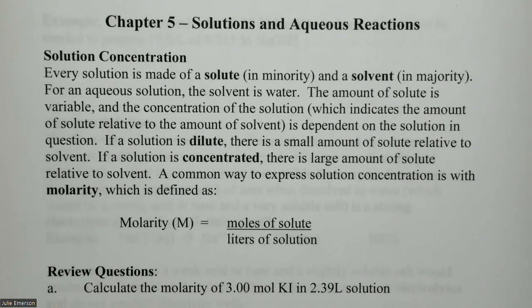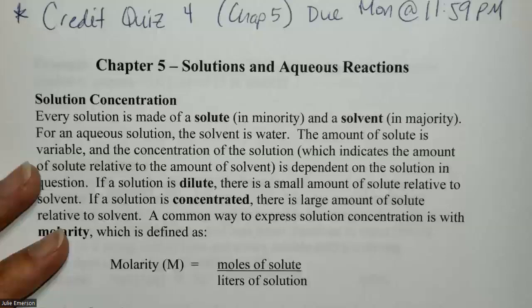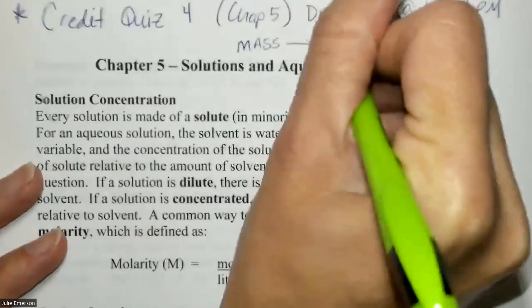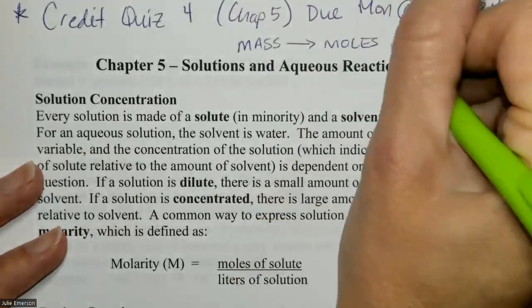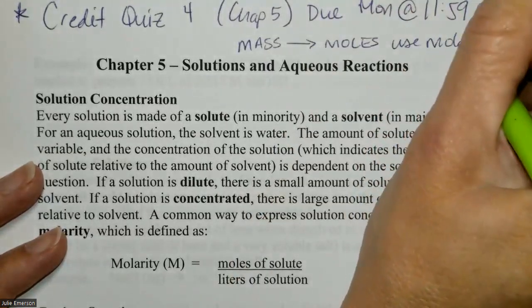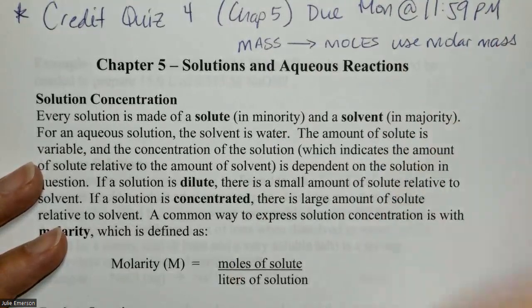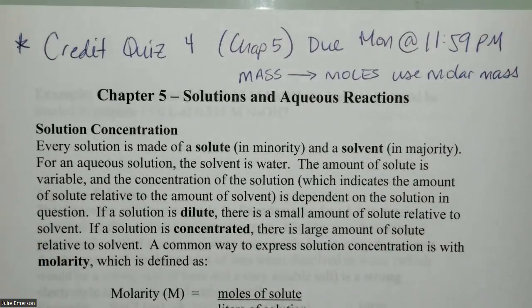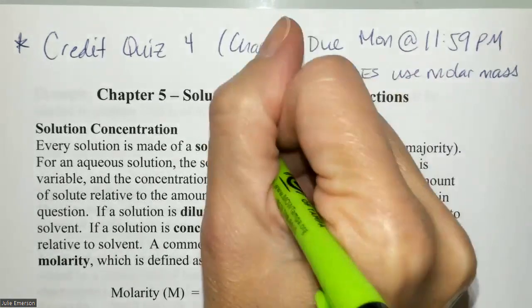So what we've learned so far when it comes to stoichiometry, we saw quite a bit of this on the first test, is that if we're going to relate the mass of a substance to the moles of the substance, we use the molar mass from the periodic table. And that conversion typically works really well for most students. It becomes very familiar.